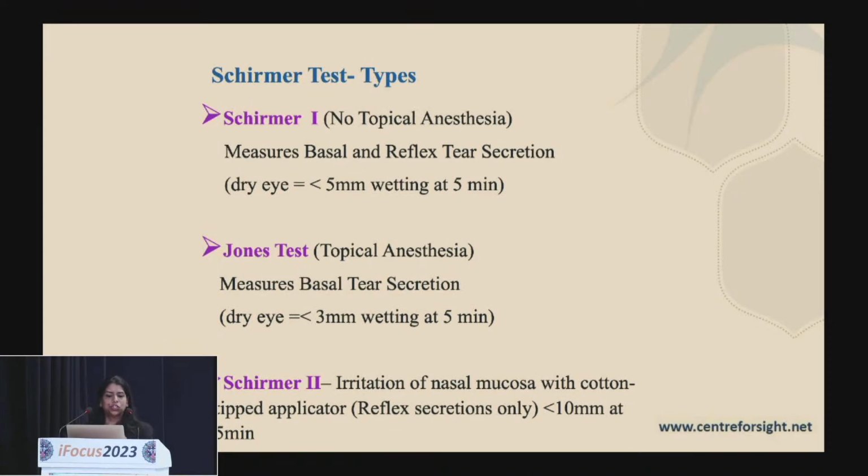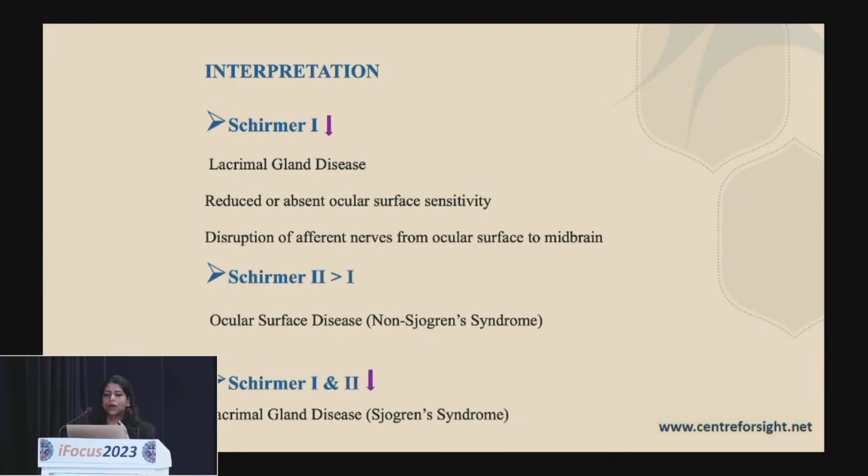Schirmer tests are 3 types. Schirmer 1, no topical anesthesia. It measures the basal and reflex. Schirmer 2, the Jones test, is with topical anesthesia. And the third one is not very common. It's a reflex secretion. So how to read Schirmer?